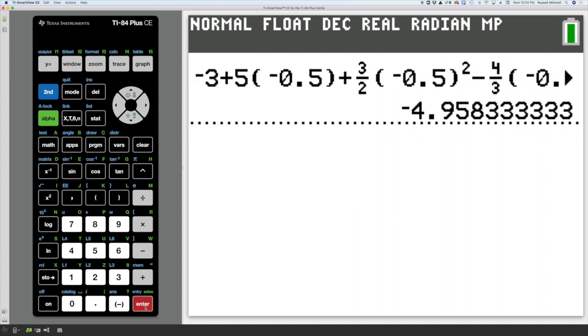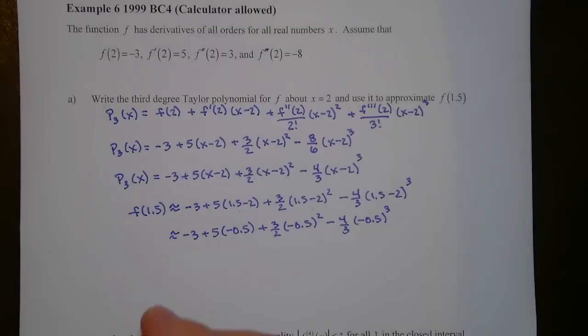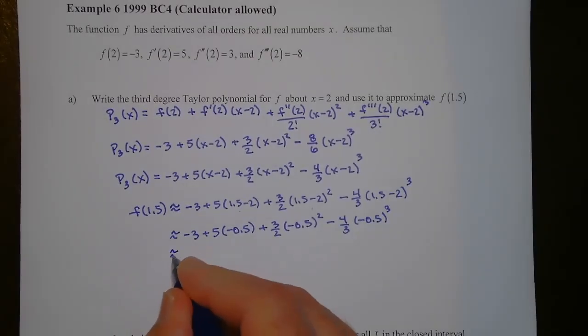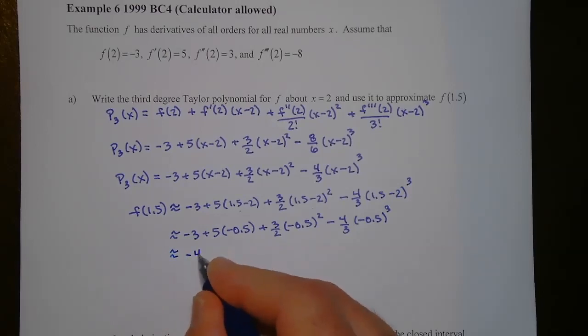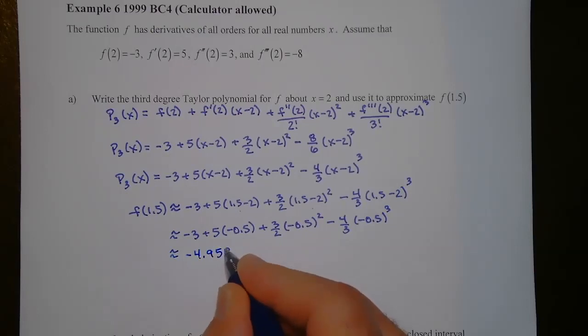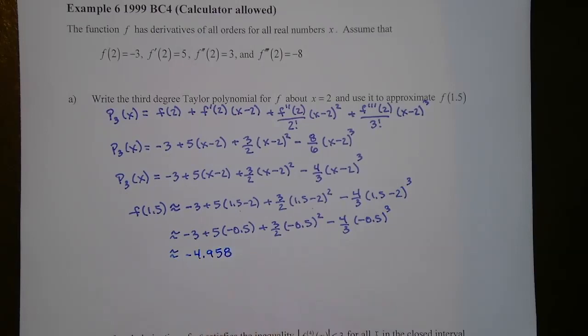Okay, and you wind up with negative 4.958. So the approximation would be negative 4.958. So from our graphing calculator, we got an approximation of negative 4.958. Okay, let's go to part B.